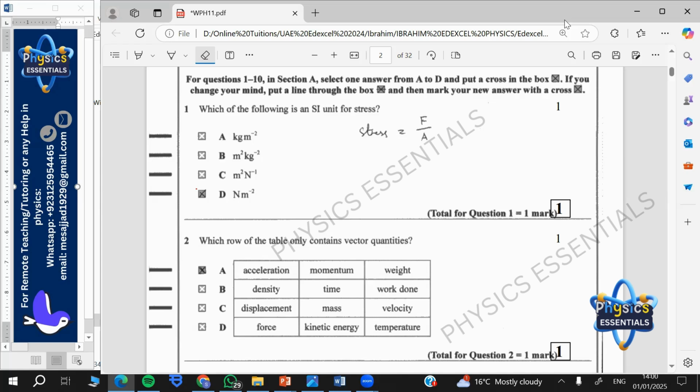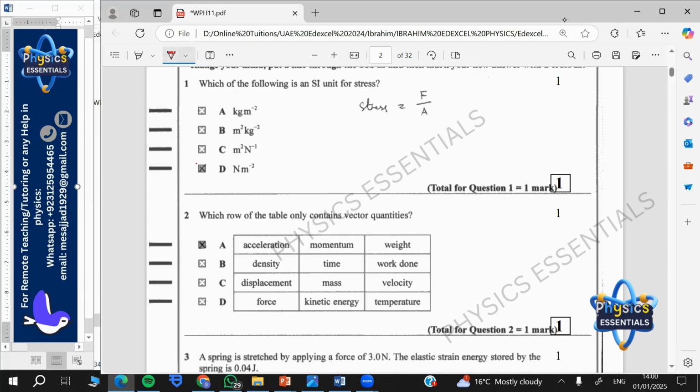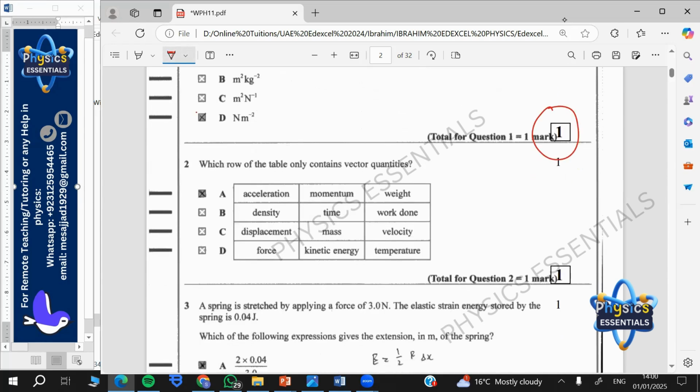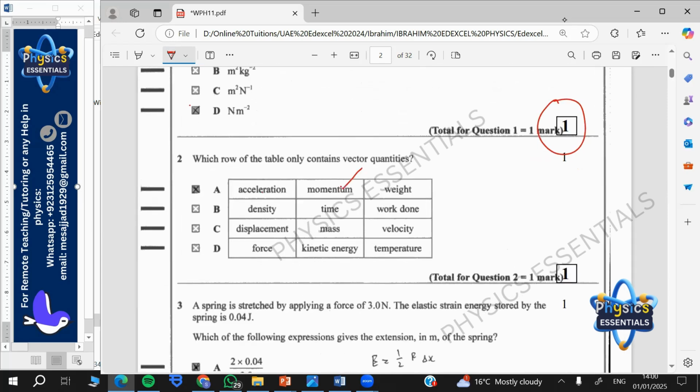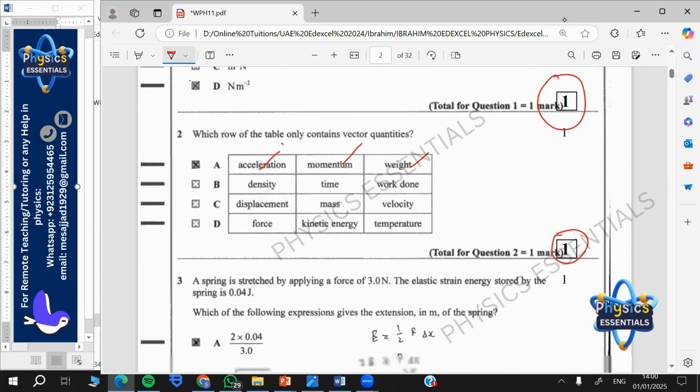So question number one, they are asking for the units for the stress. All you need to do is just write the unit formula, and he did it well, so he got 1 mark in that, and you can see this mark here. Then question number two about vector quantities, and of course these are the 3 vector quantities. So he did it right, that one as well. Therefore, he got 1 in that too.